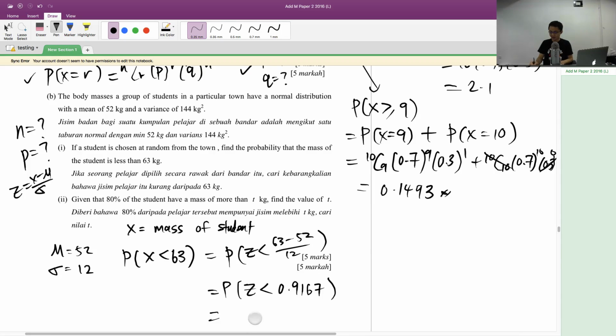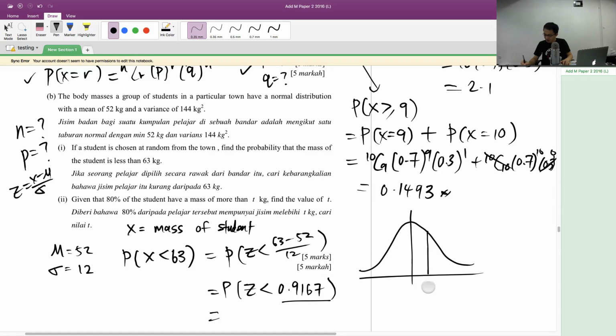Anyway, you just go to the table. Of course, I will have my own table. You go to the table and search for 0.9167. You cannot straight away find it, definitely. Let's say this is positive, 0.9167 is over here.